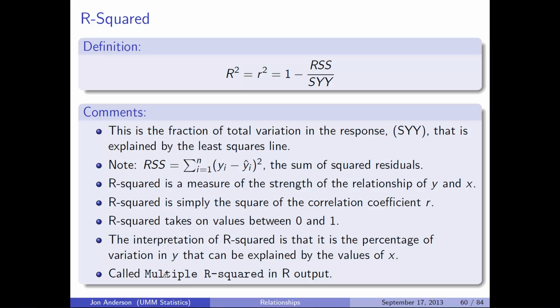When we look for this in output in R, it's called multiple R squared. Please don't be confused by the adjusted R squared that is also in the output. We don't use that one. We use multiple R squared.